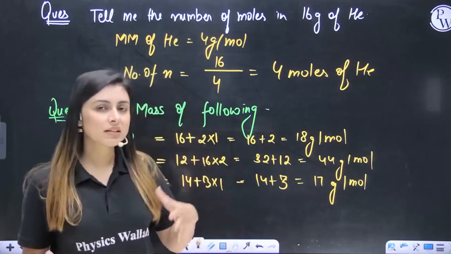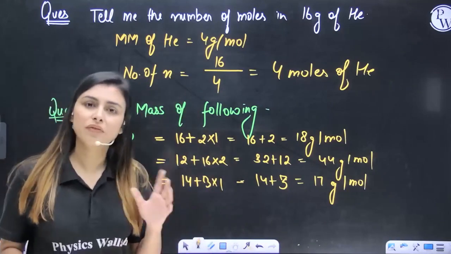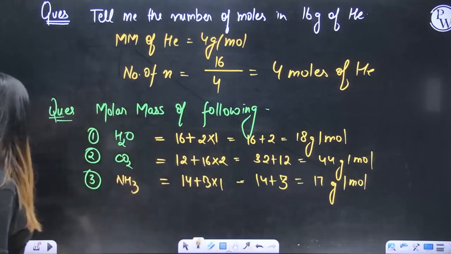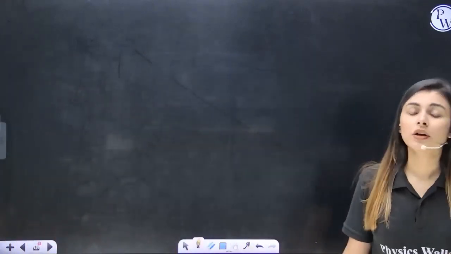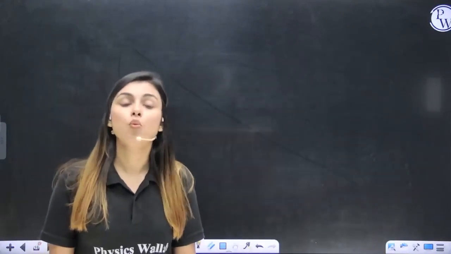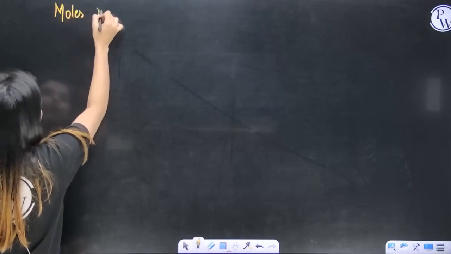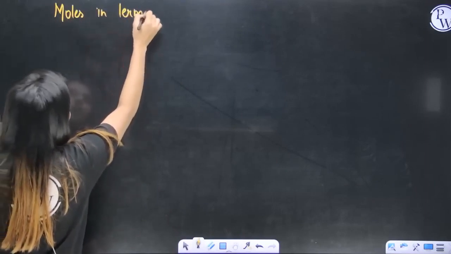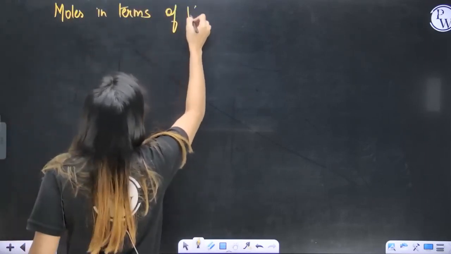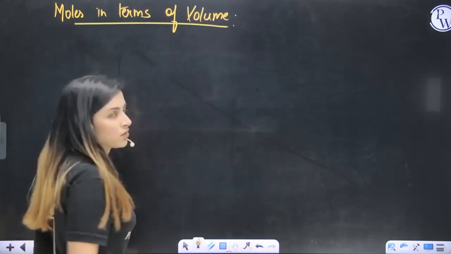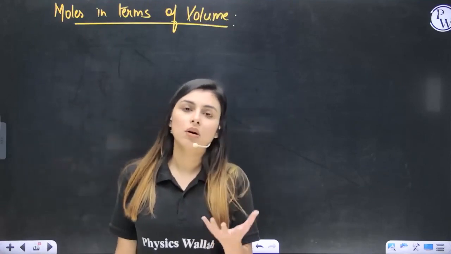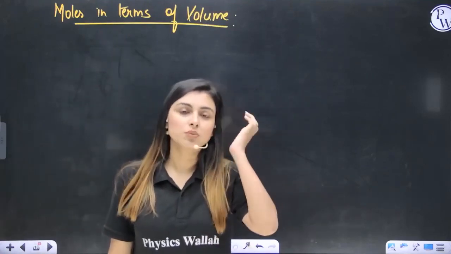Okay, so this is how we will calculate moles in terms of masses. We have discussed moles in terms of numbers. We have discussed moles in terms of masses. Now we are going to calculate moles in terms of volumes. So the other part would be moles in terms of volume. Now you're going to talk about the moles in terms of volume, my dear students. How are we going to calculate the moles in terms of volume?